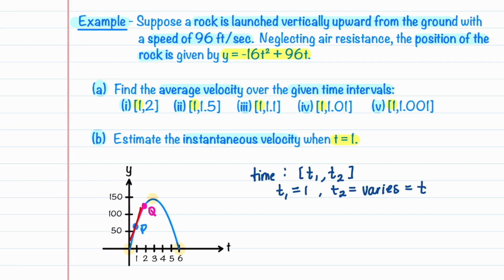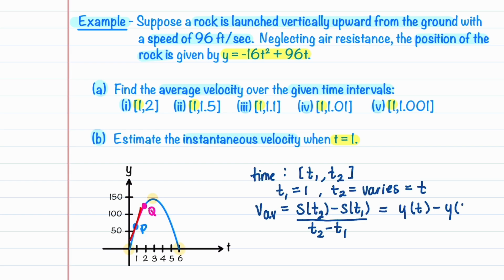We can then write that our average velocity is given by the formula s of t2 minus s of t1, all divided by t2 minus t1. I think it's always good to write down the formula just like you've memorized it. Now we're going to make a change. Our s is our position, and our position in this problem is given by y. So we're going to write this as y of t2, which we just said was t. So this is y of t minus y of t1, which is 1. All divided by t2, which is t, minus t1, which is 1.